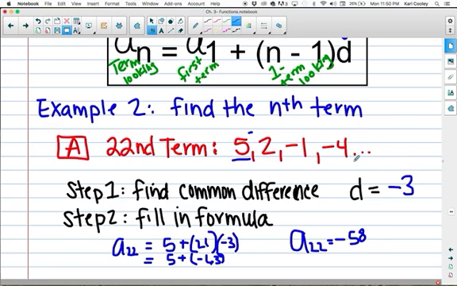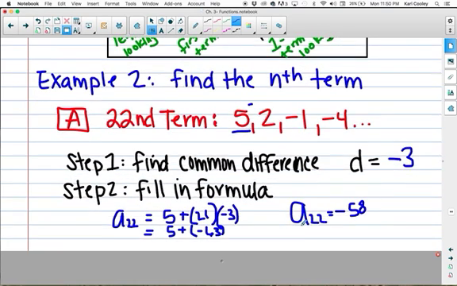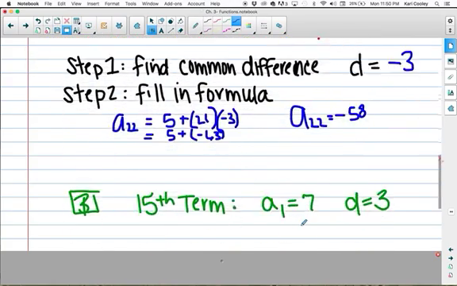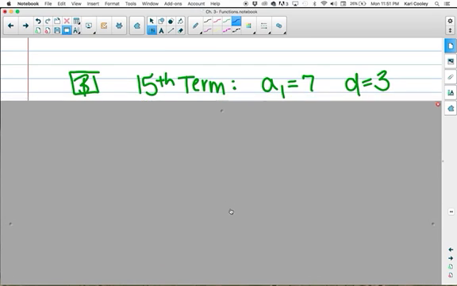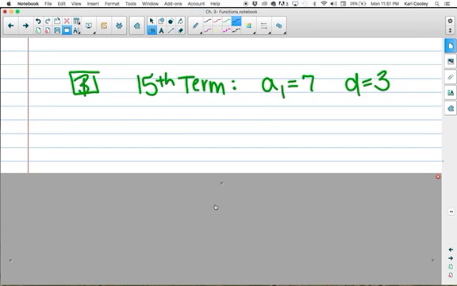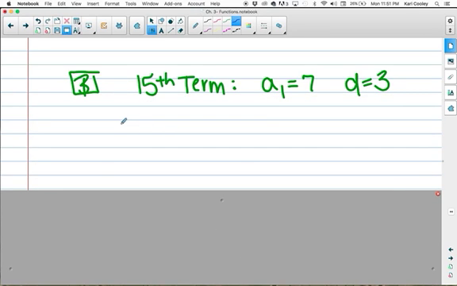So without sitting here and going, okay, well, this is the fourth one, minus 3 is negative 7, minus 3 is negative 10, minus 3 is negative 13, minus 3, I don't need to do that when I can just plug right into the formula. Okay? Sometimes with this formula, they give me my data right away. And all I have to do is plug it into the formula.